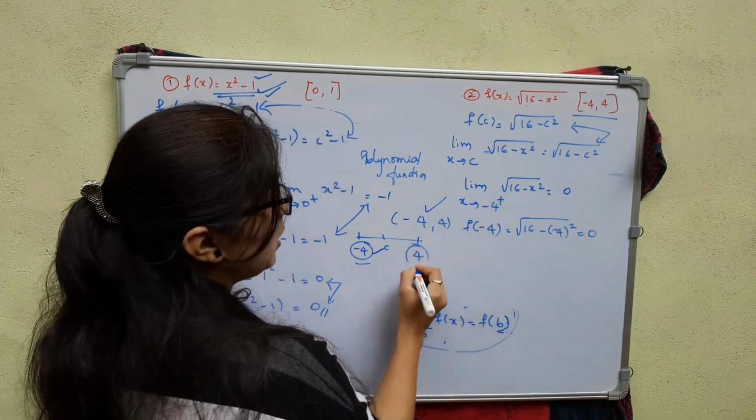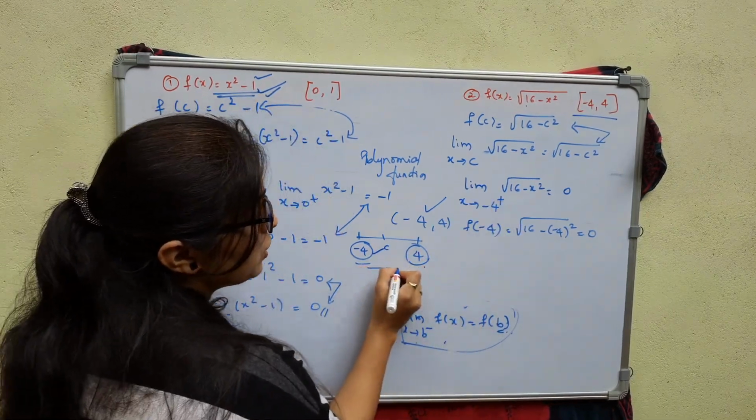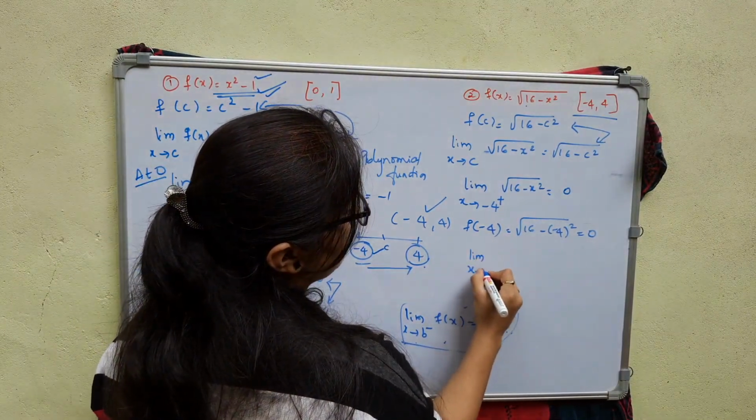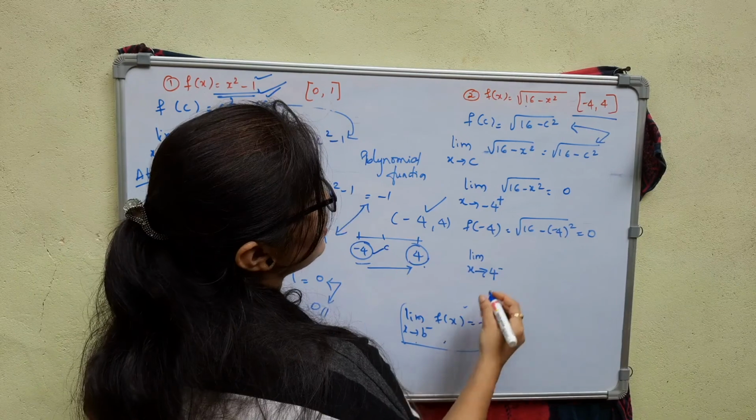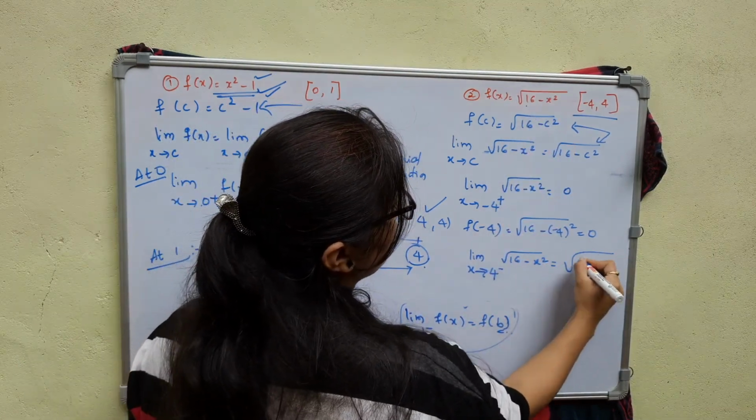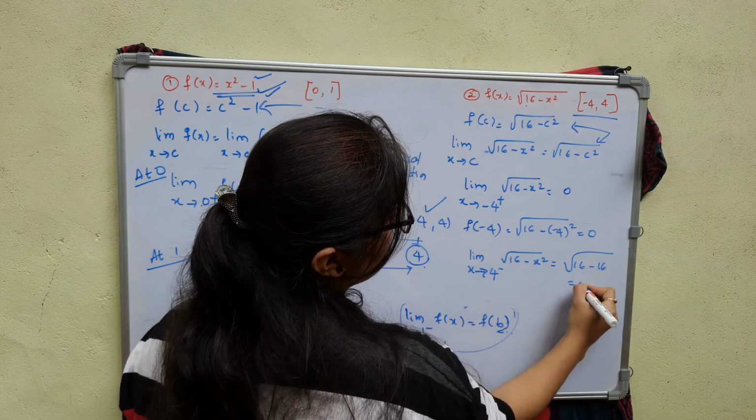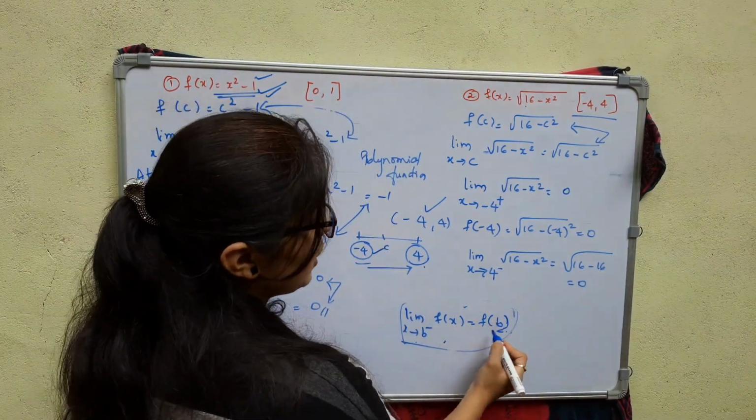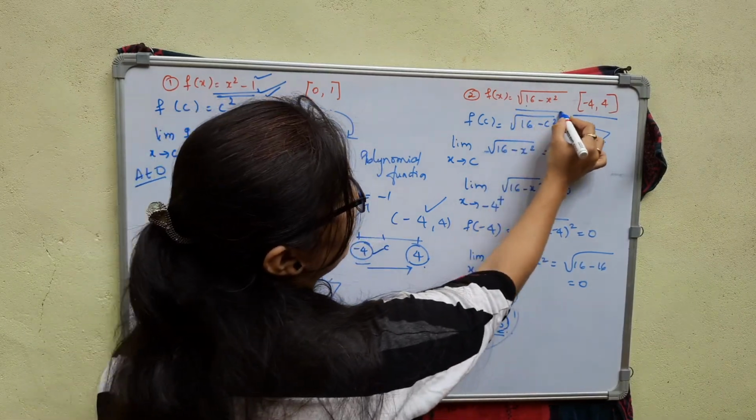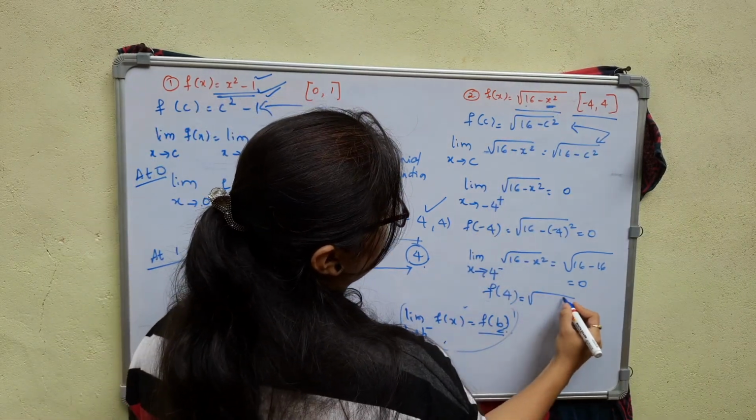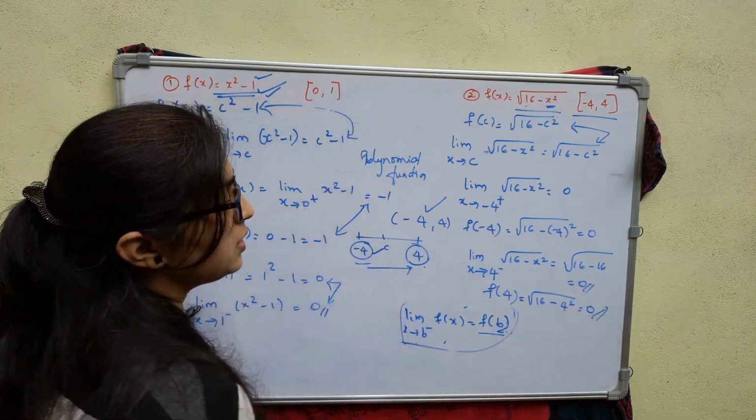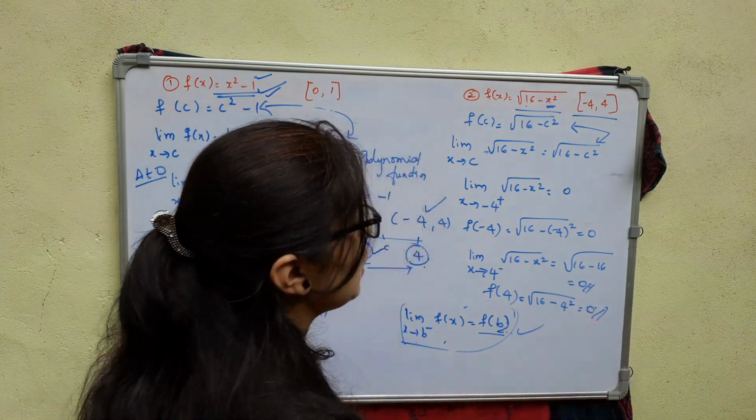Now we will check at the point b. At the point b, it should be continuous from the left. So the limit as x approaches 4 minus of square root of 16 minus x square is square root of 16 minus 16, that is equal to 0. Then we will check f of b, that is nothing but f of 4. Substituting 4 in this function, square root of 16 minus 4 square, that is also equal to 0. So this is also right because 0 is equal to 0.